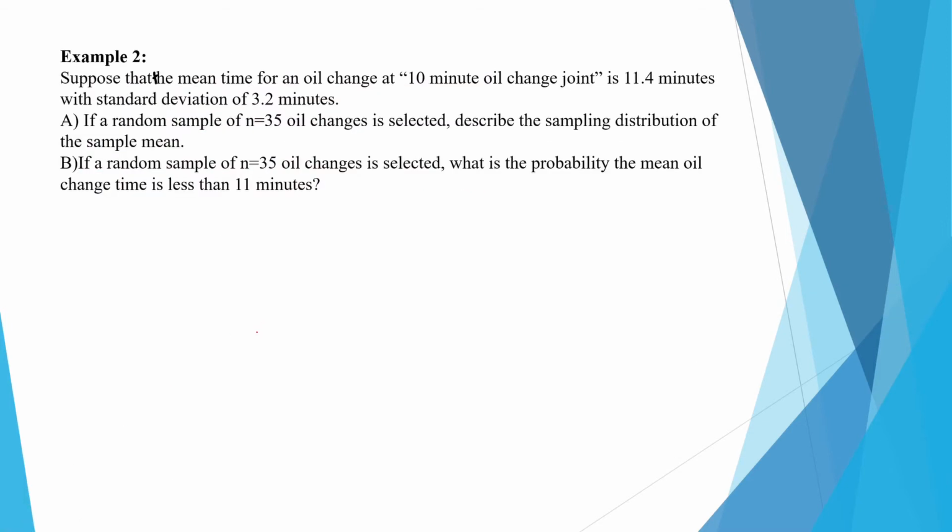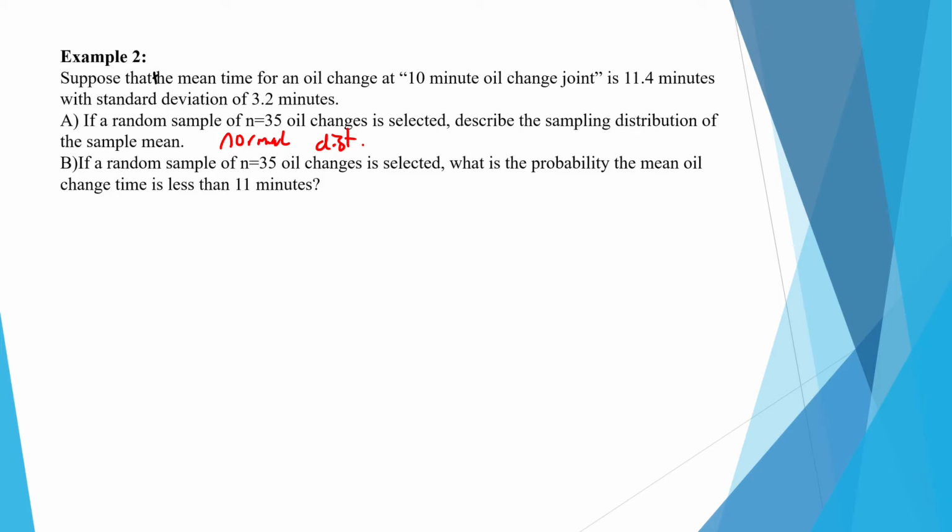Example 2. Suppose that the mean time for an oil change at 10-minute oil change joint is 11.4 minutes with a standard deviation of 3.2 minutes. Part A. If a random sample of n equals 35 oil changes is selected, describe the sampling distribution of the sample mean. Well, the sampling distribution has to be normally distributed because we know from the central limit theorem that the sampling distribution will be normally distributed.